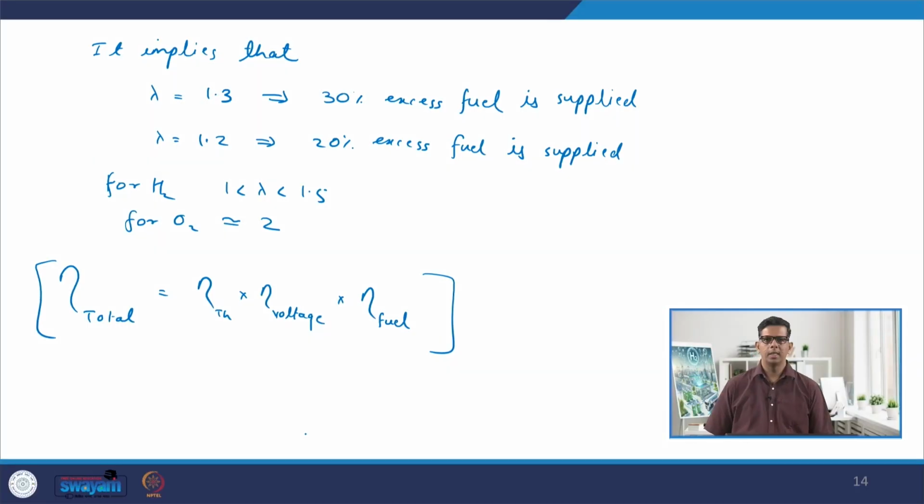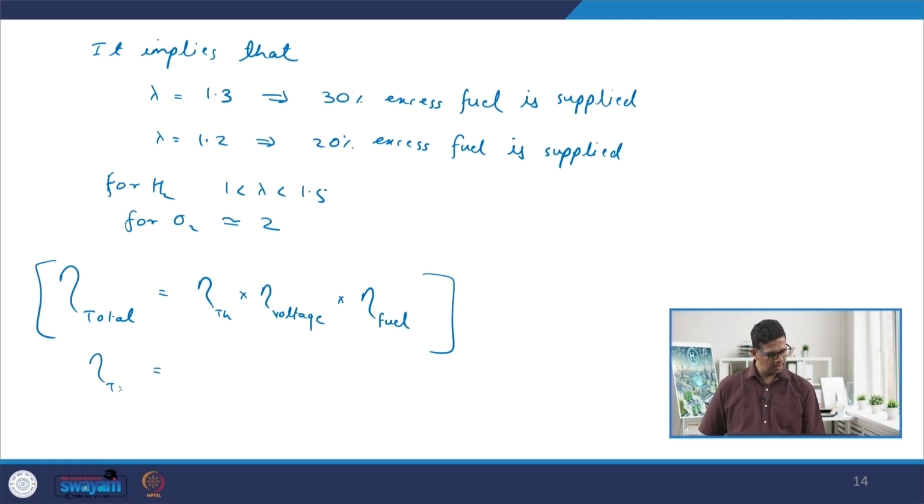So, we were discussing the efficiency calculations wherein we saw the total efficiency is a product of three sub-efficiencies, that is thermodynamic efficiency, voltage efficiency and the fuel efficiency. So, in case of fuel cell, we need to find out all these three efficiencies, and once we multiply them together we get the total efficiency. I can also simplify this a bit.